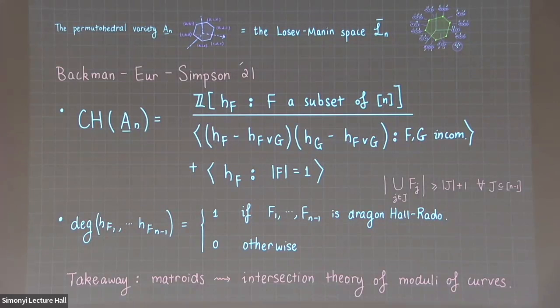This theorem says that the degree of the monomial H_F1 all the way to H_F(n-1) is 1 or 0 depending on some combinatorial condition on the indexing set of the monomial. If the set of flats you choose, F1 through F(n-1), satisfy this thing called the Dragon-Hall-Rado condition, which is purely combinatorial, you get 1, and if not, you get 0. The takeaway from this is that matroids encode information about the intersection theory of the moduli space of curves.